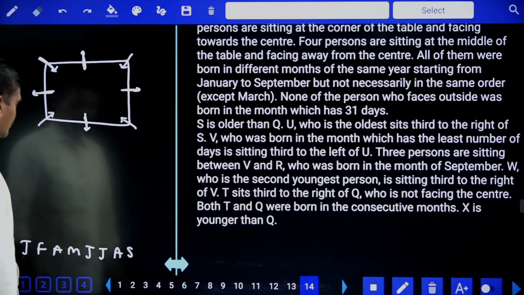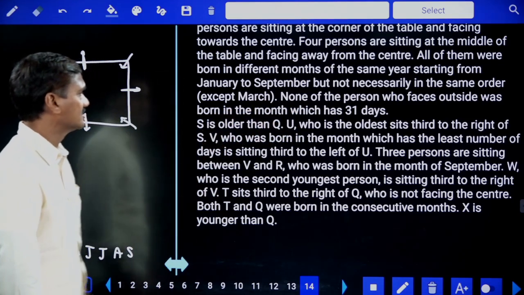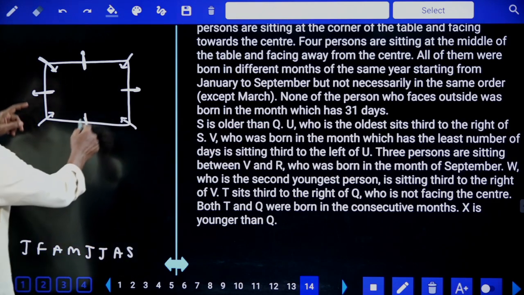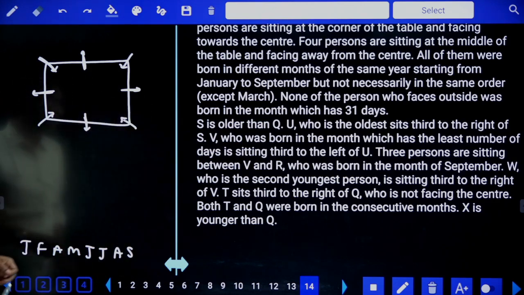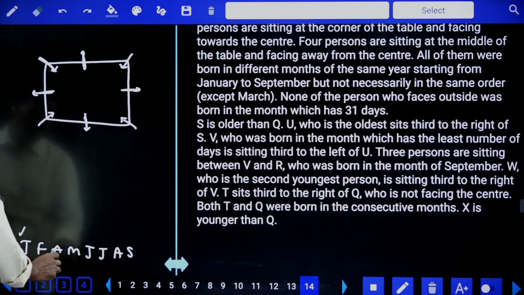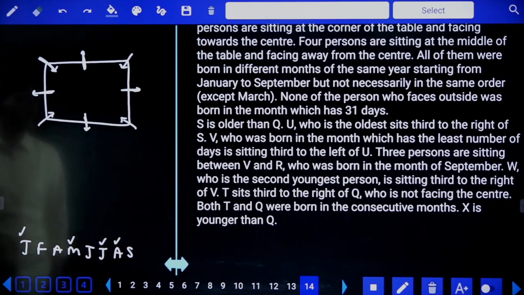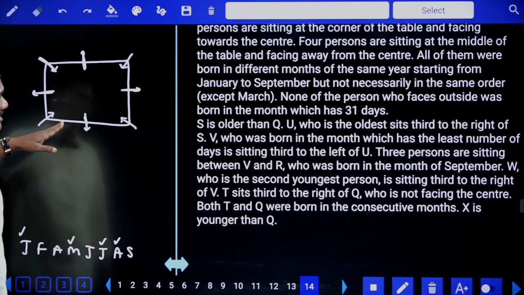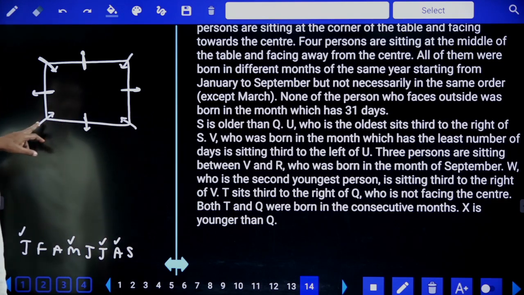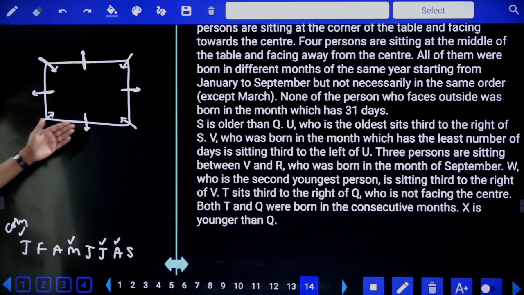Then, another information. None of the persons who face outside was born in a month which has 31 days. Outside not 31 days, in other words inside is 31 days. So there are 4 months which are of 31 days. Which 4 months, tell me? Jan, May, July and August. Now these are the 4 months. Where should these 4 people be? None of the persons faces outside, so these 4 persons must be at the corners. The remaining ones born in February, April, June and September must be at the centers of the sides.